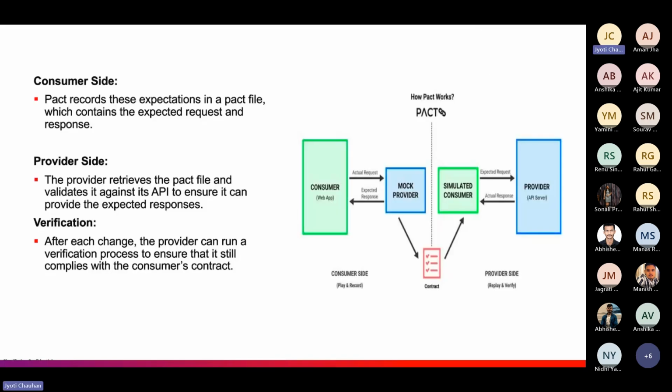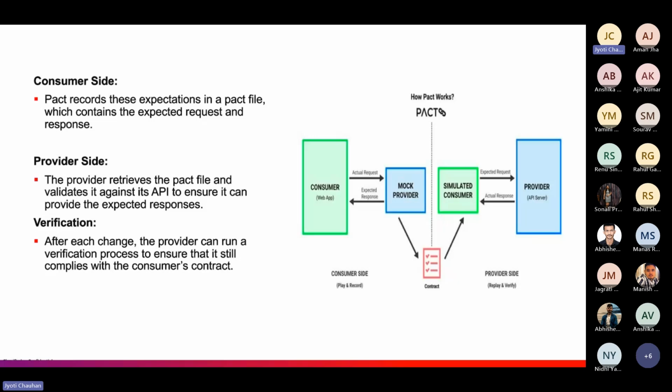How does Pact work? So, Pact is a consumer driven contract testing tool used to ensure that interactions between different services in a microservice architecture are reliable and meet expectations. A contract defines the expectation between two parties, in this case, between a consumer service, the service making requests, and a provider service, the service responding to requests.